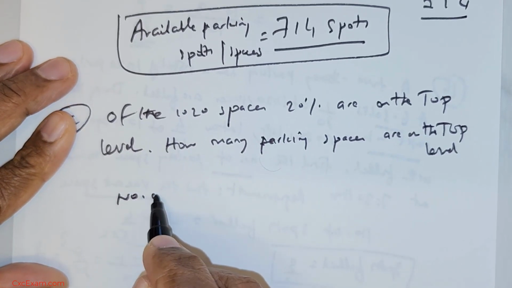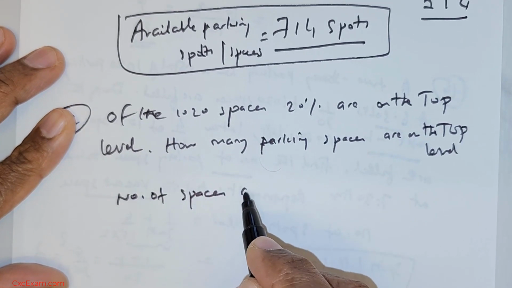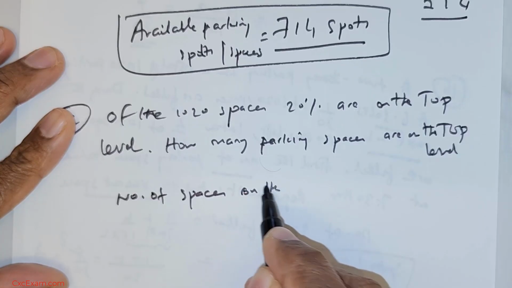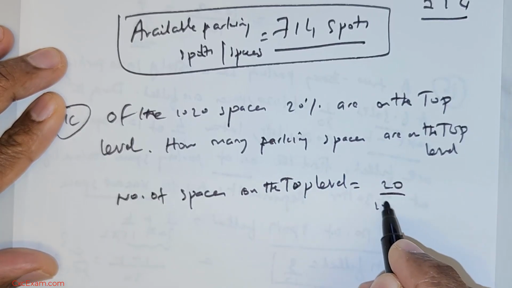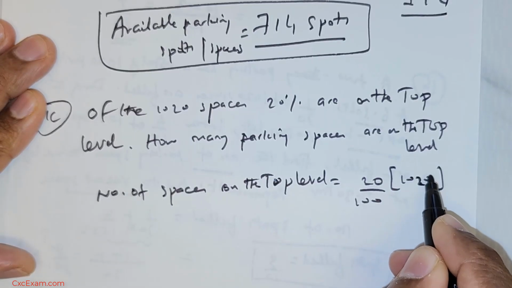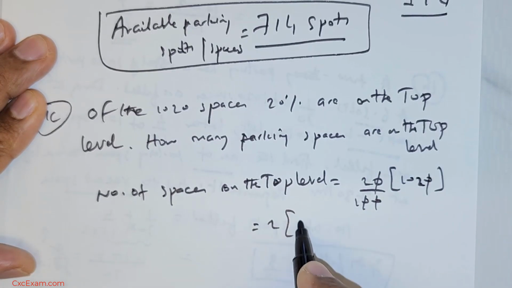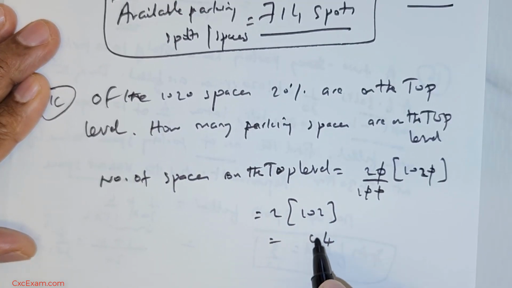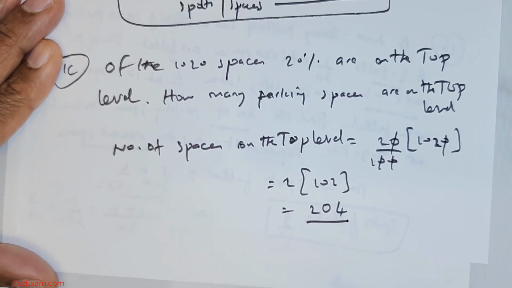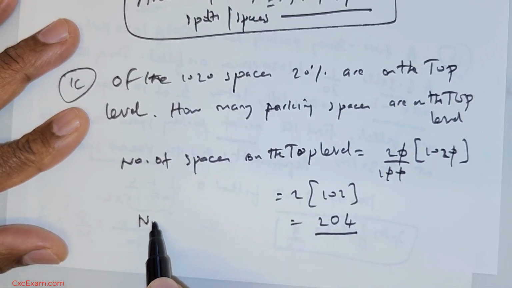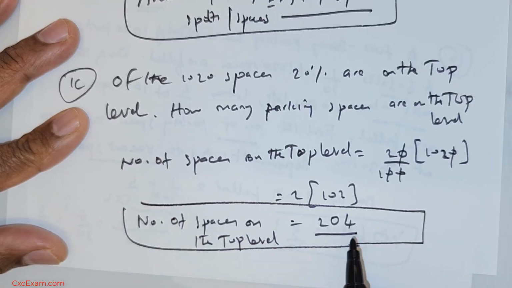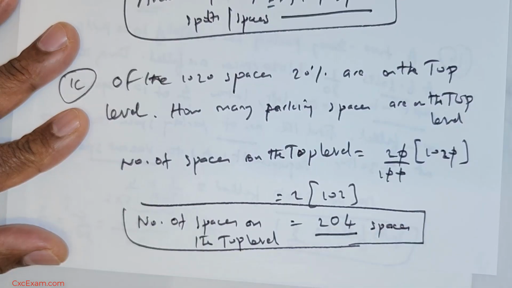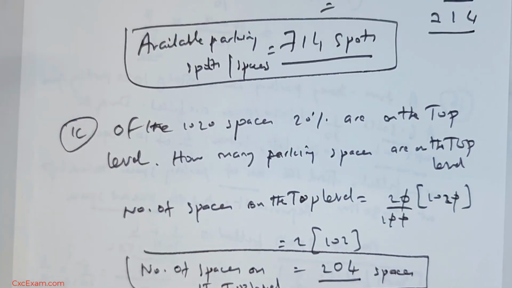So you can write it like this. Number of spaces on the top level is equal to 20% of 1020. So cancel the zeros, you get 2 times 102, which is going to be 2 times 2 is 4, 2 times 0 is 0, 2 times 1 is 2. So number of spaces on the top level is equal to 204 spaces or spots, whatever term they are using, you use the same term. So that concludes this question.